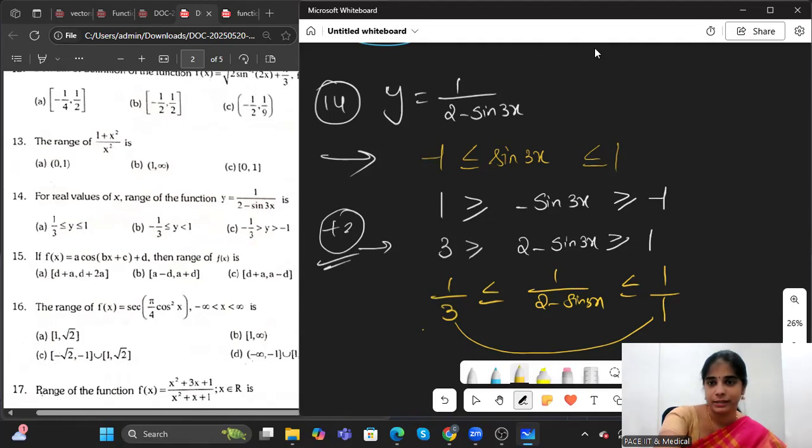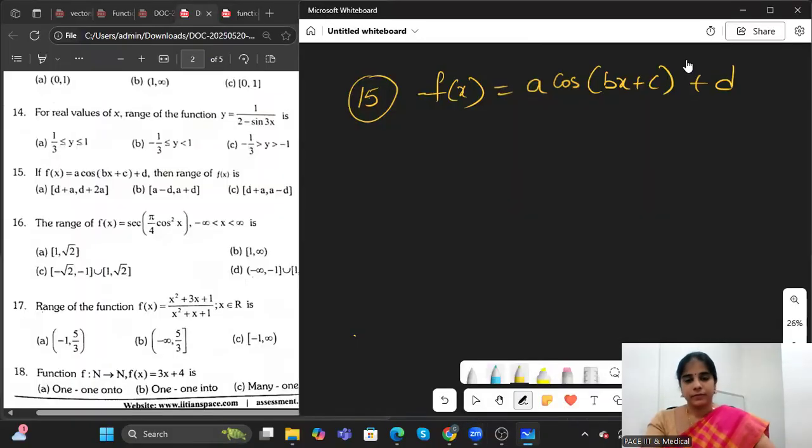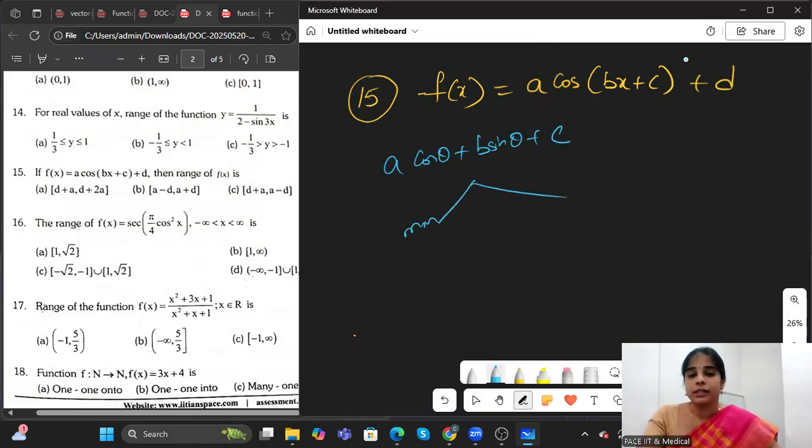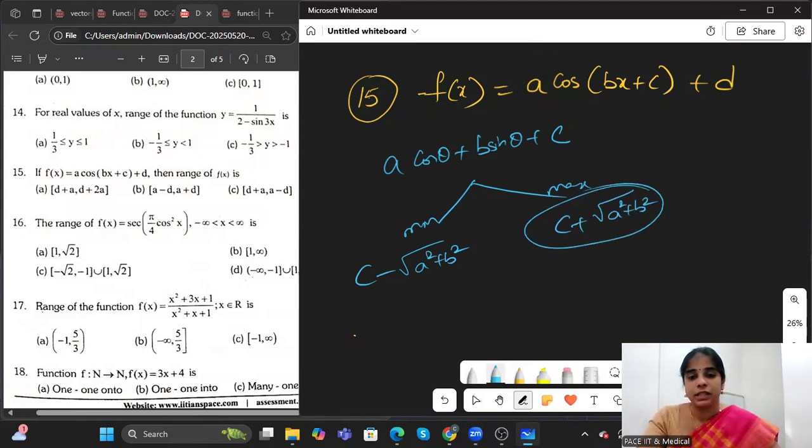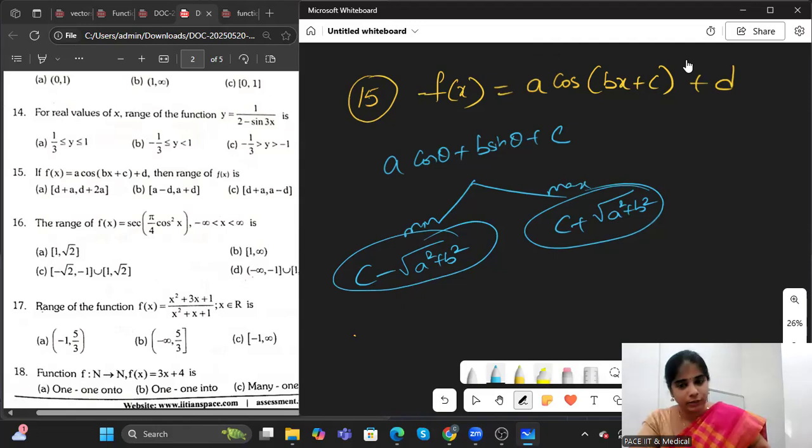Now going for the next. Now for the 15th question, finding the range of f of x is a cos something plus d. See, whenever we have a linear form, a cos theta plus b sin theta plus c, what is the range of this function? What is its minimum and maximum? That is c minus under root of a square plus b square, and c plus under root of a square plus b square is the minimum and maximum for the given function.